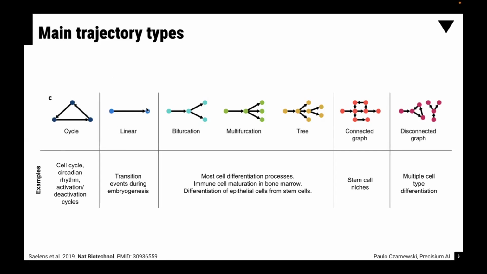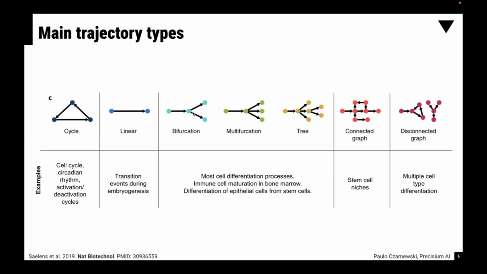There is the linear trajectory type, which is usually just events that succeed each other without any bifurcation. For example, if you have the embryo, the oocyte cell, which transforms into a fertilized embryo, and then you have a stage of 2 cells, 4 cells, 8 cells, and so on and so forth. That is a very linear trajectory. There is nothing else that happens in between.